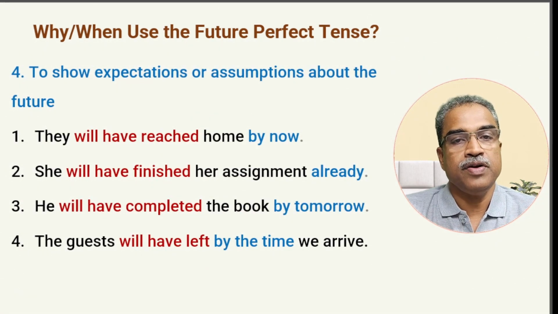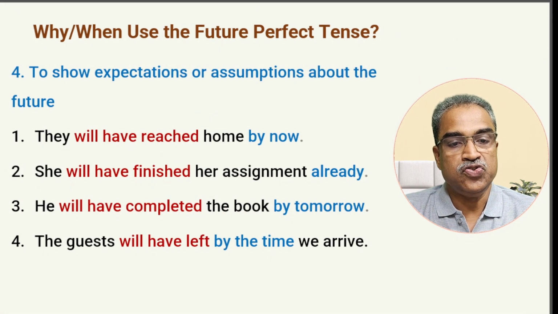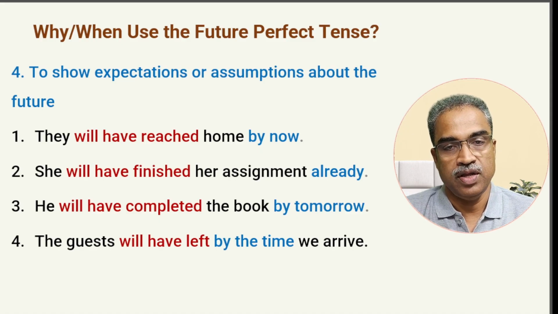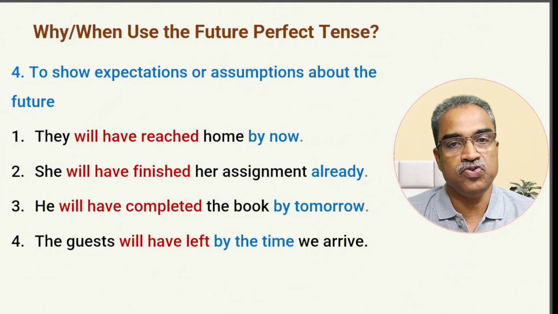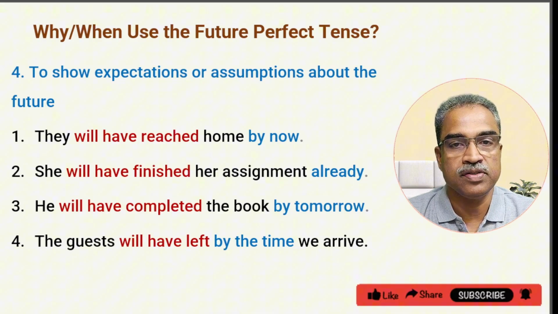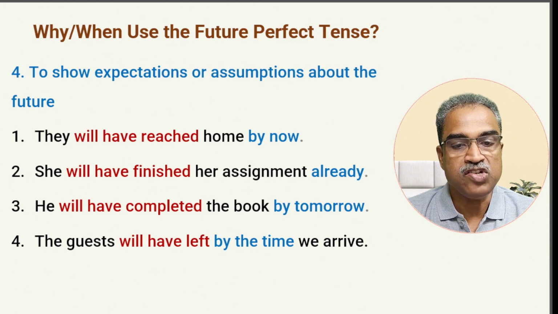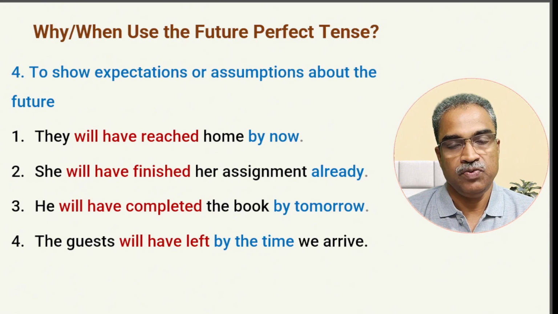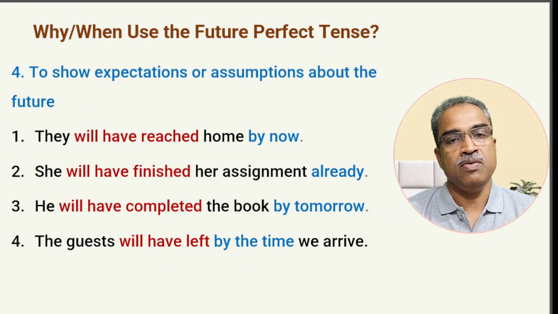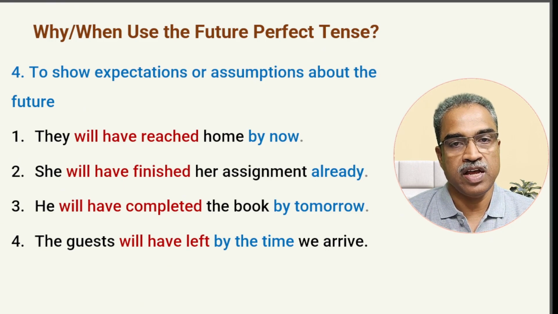The last point, when we use it to show expectations or assumptions about the future. We assume certain things about the future. To express that, we use the future perfect tense. For example, they will have reached home by now. So we are here. Our friends have gone. Maybe one of us is worried whether they have reached or not.